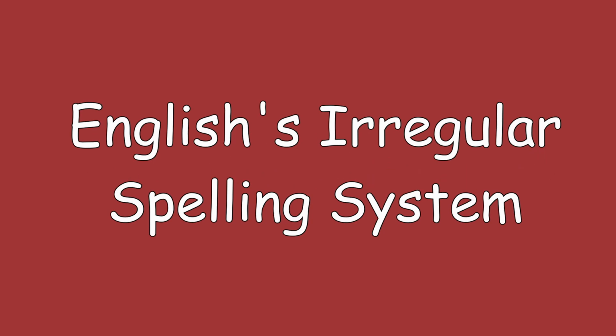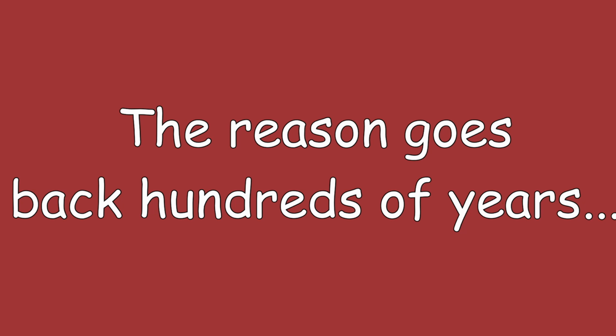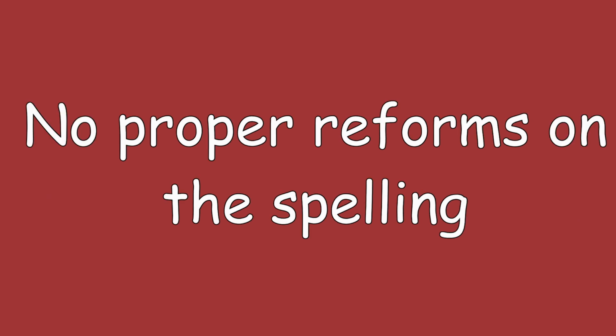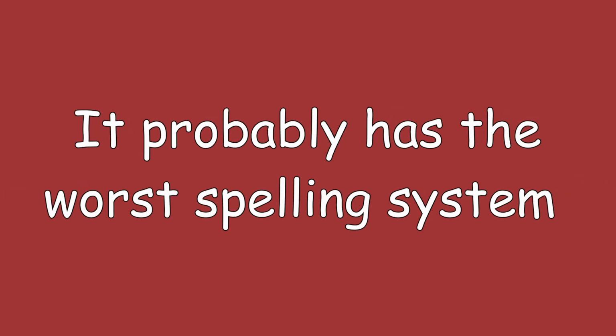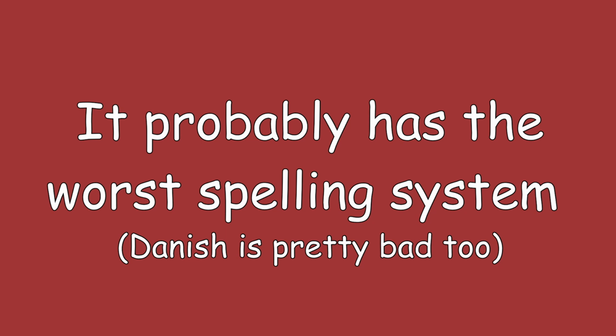Coming up at number 4 is English's very irregular spelling. This is definitely something unique and very well known about English. Its history of irregular spelling goes back pretty far. With the lack of proper reforms that many modern European languages have gone through, English has become a language with one of, if not the most, irregular spelling systems of all major European languages.